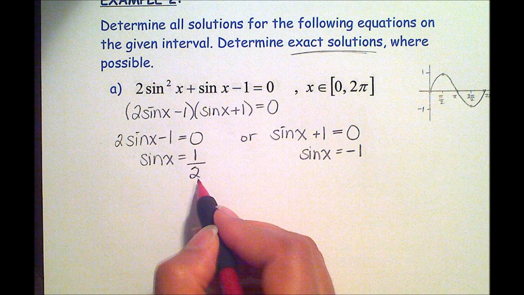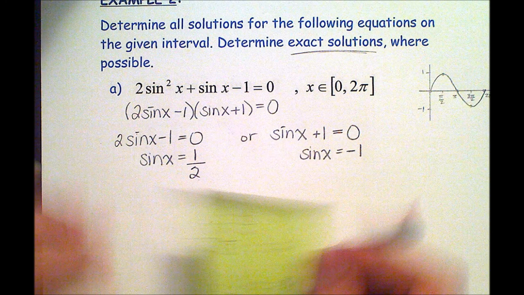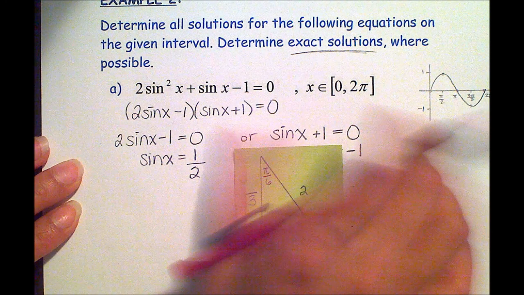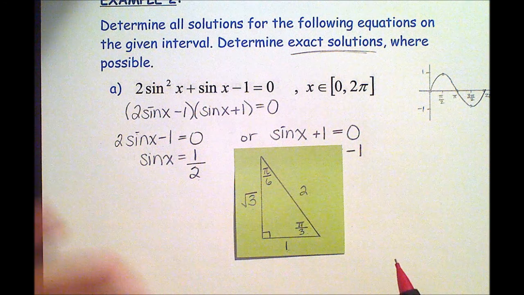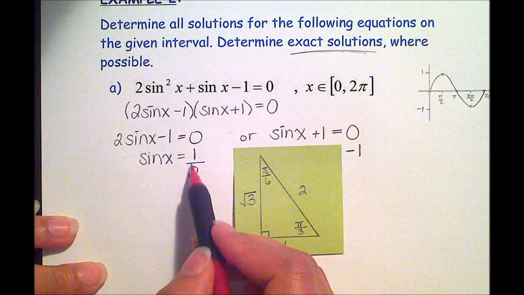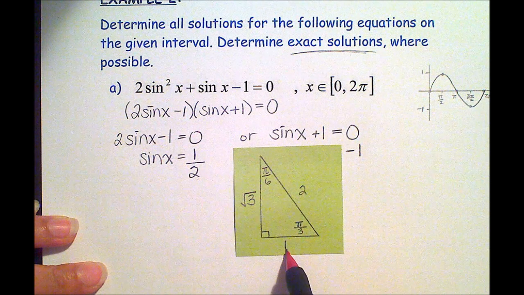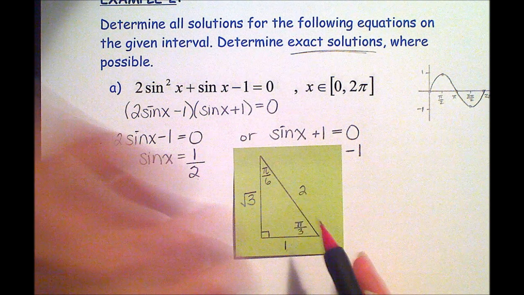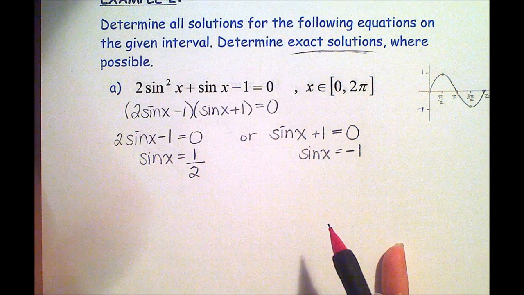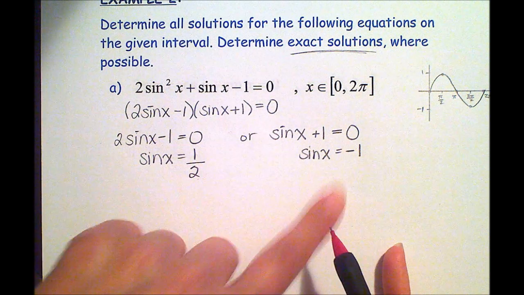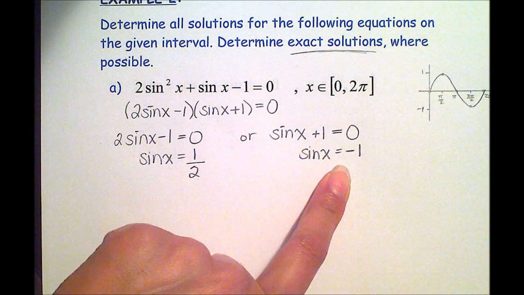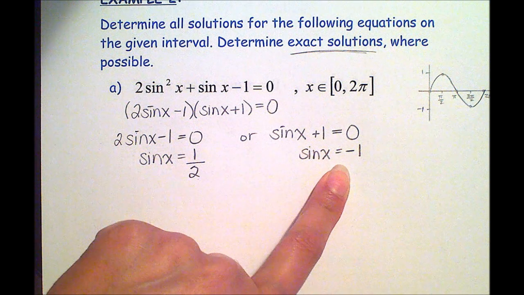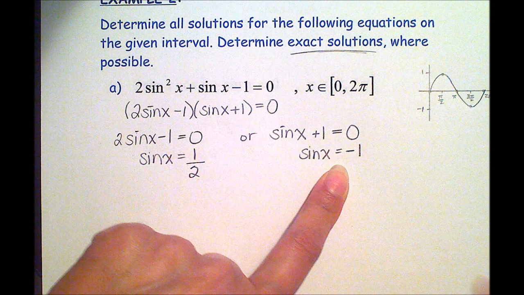Now, for the first one, you'll notice that I have sine x equals 1/2. Based on my special triangles, I know there is a ratio where the opposite over hypotenuse would be equal to 1/2. That's an opposite side of 1 and a hypotenuse of 2. So opposite to 1 is pi over 6. I know there is a special angle there, and we'll come back to this in a second. Sine x equal to -1, there is no special angle for this one in our special triangles.